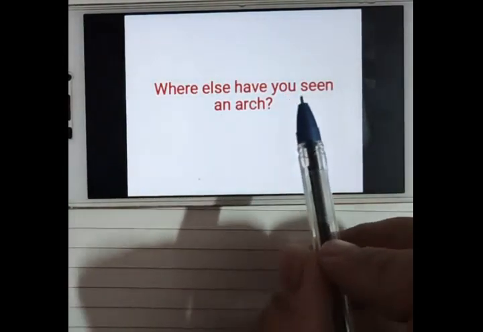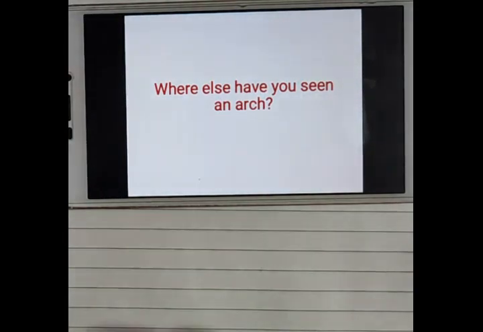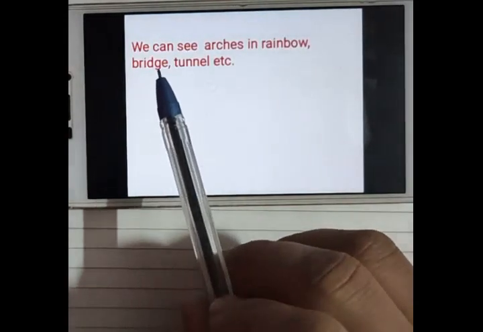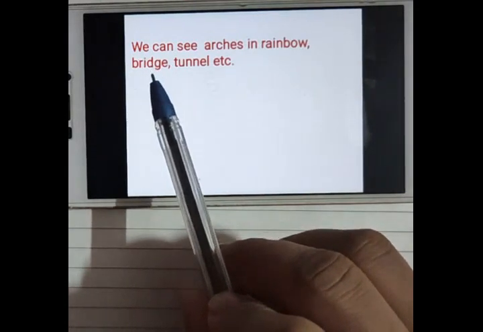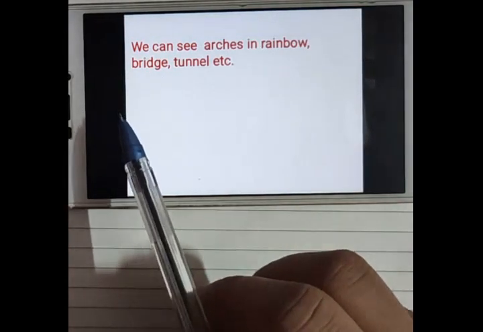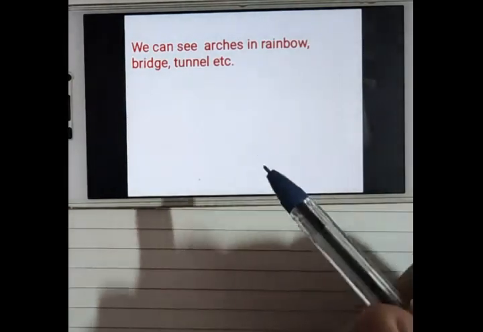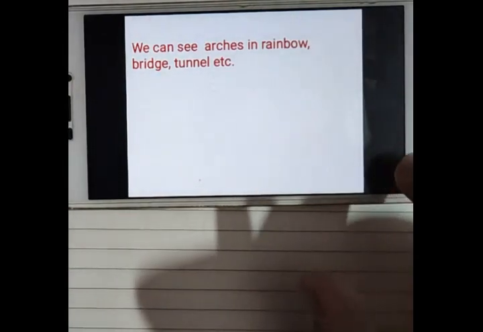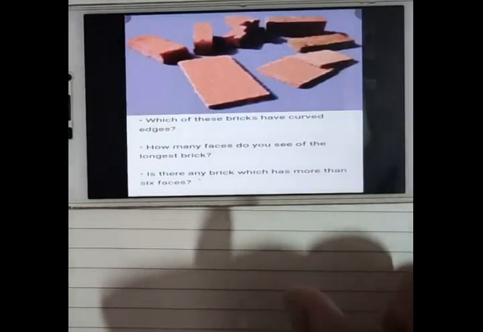Where else have you seen an arc? Now, we can see arcs most of the time: in a rainbow, a bridge, a tunnel. Right now we also saw it in the jharokha pattern, isn't it? So in those cases we can see an arch. Moving on to the next question, which is on page number 10.